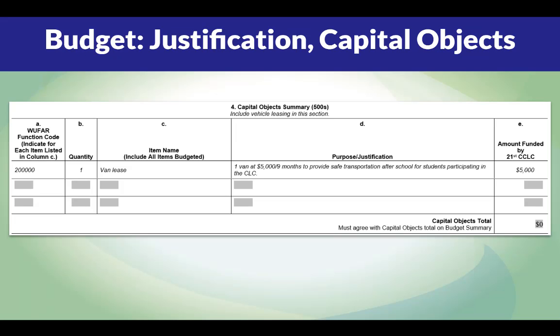The capital object summary is the fourth area. Capital objects are those items that cost $5,000 or more for a single item, and these are generally unallowable. Vehicle leasing, however, falls under the capital object summary area and is allowable. The 5 parts of the capital object summary area are identical to the non-capital object summary section, and you can follow the same guidelines for its completion.